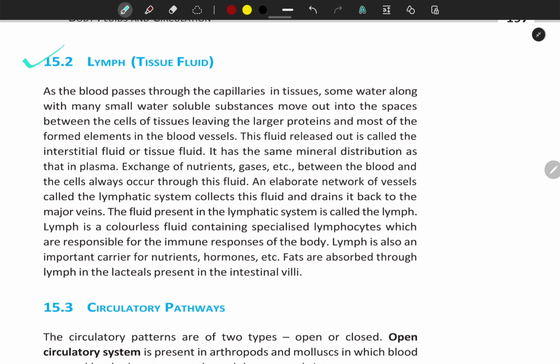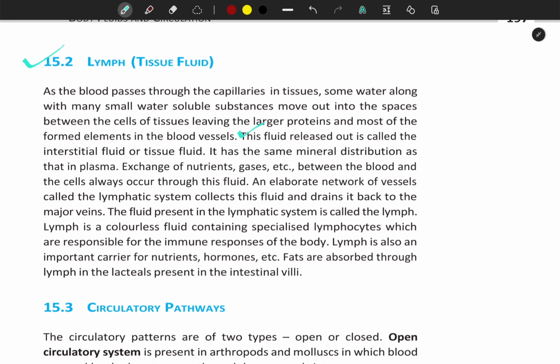15.2 Lymph, that is, tissue fluid. As the blood passes through the capillaries in tissues, some water along with many small water-soluble substances move out into the spaces between the cells of tissues, leaving the larger proteins and most of the formed elements in the blood vessels. This fluid released out is called the interstitial fluid or tissue fluid. It has the same mineral distribution as that in plasma. Exchange of nutrients, gases, etc. between the blood and the cells always occur through this fluid.